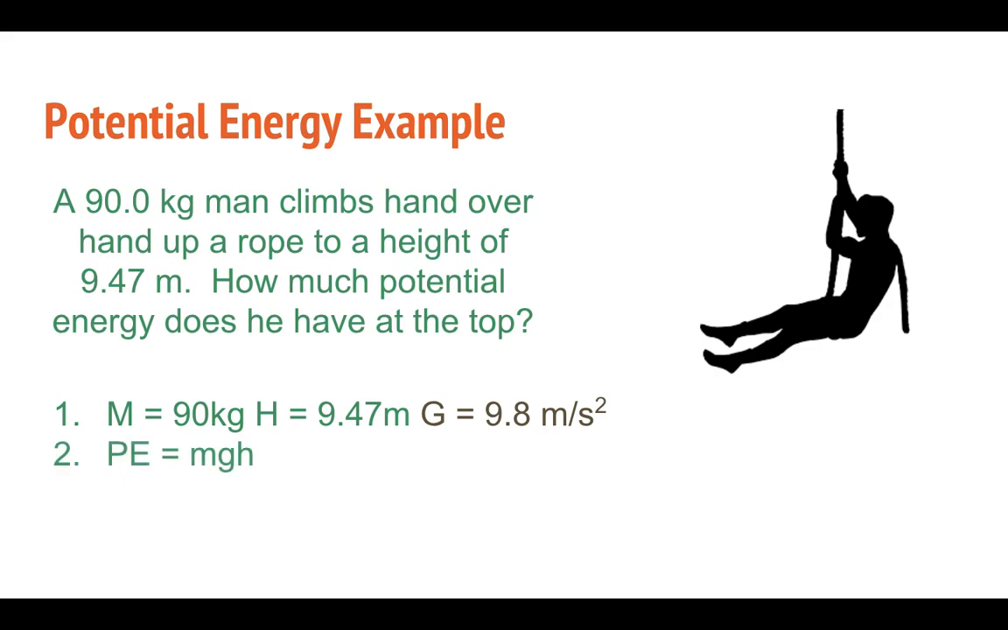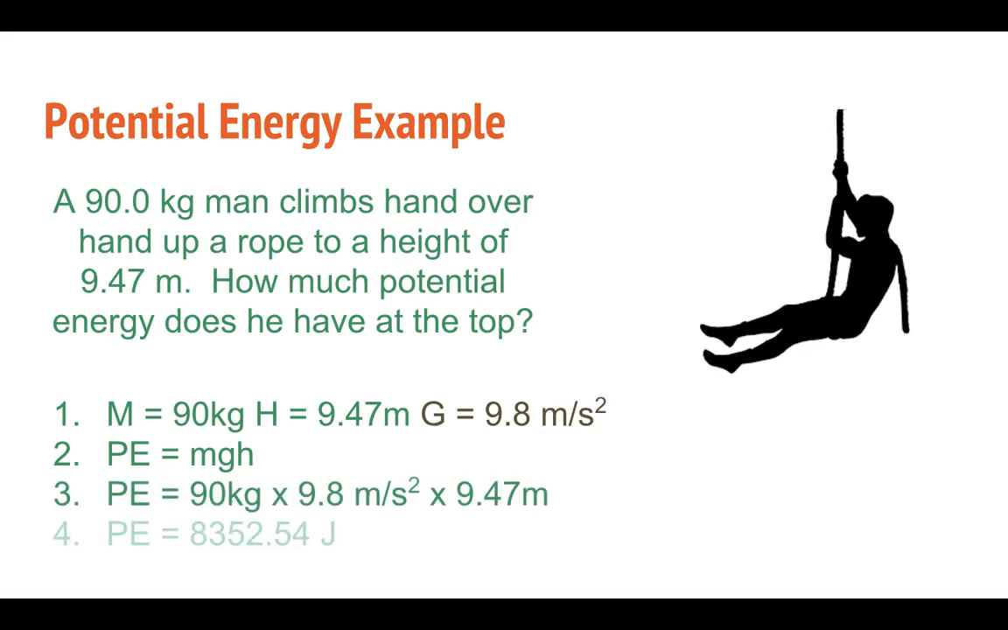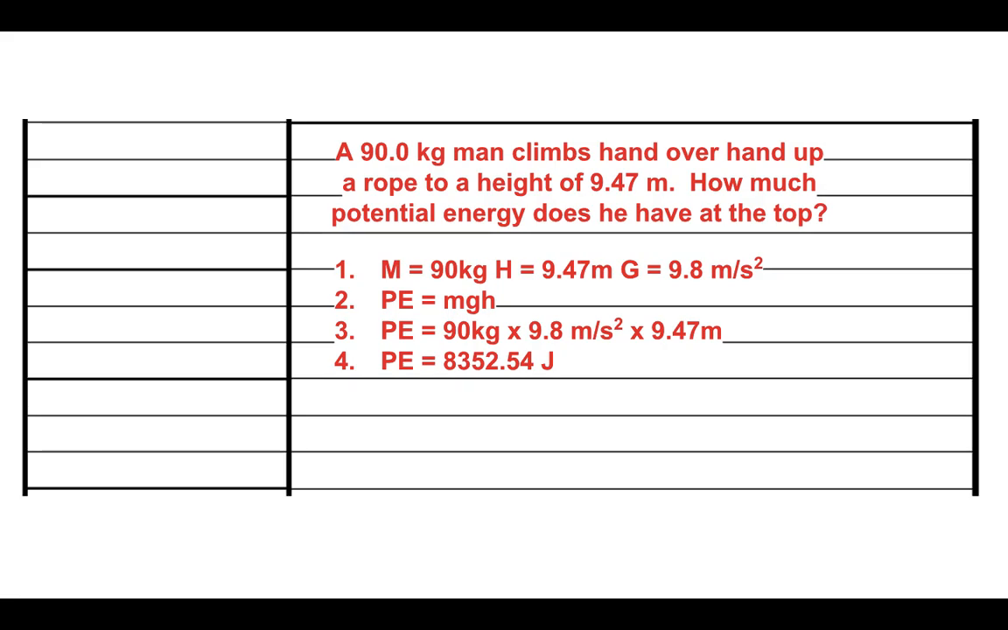Then we'll plug into our formula. PE equals m times g times h. Plug in our numbers, and we'll get a final answer. Again, potential energy is measured in joules, and we'll use J as the abbreviation. So go ahead and take the time to write or type your notes.